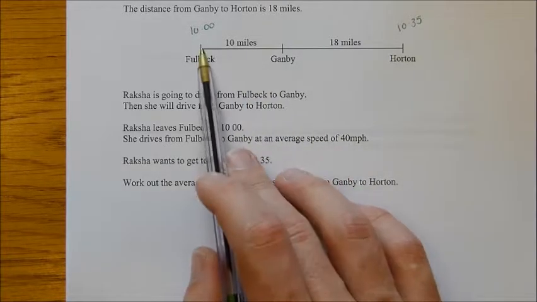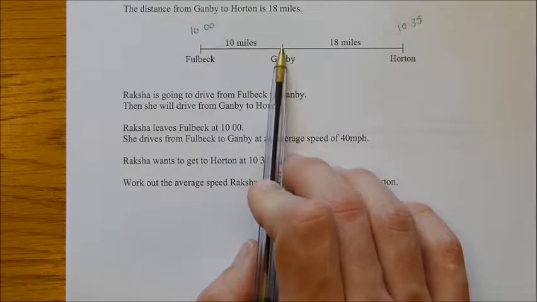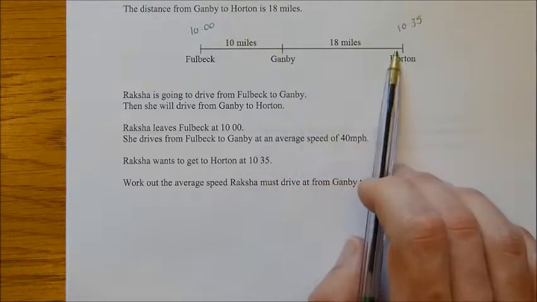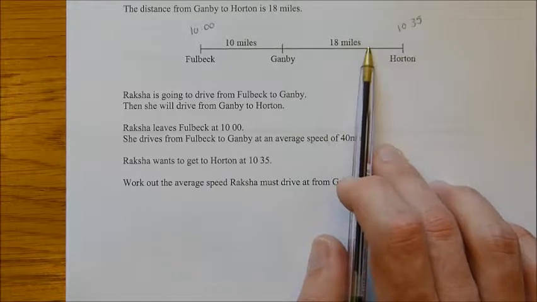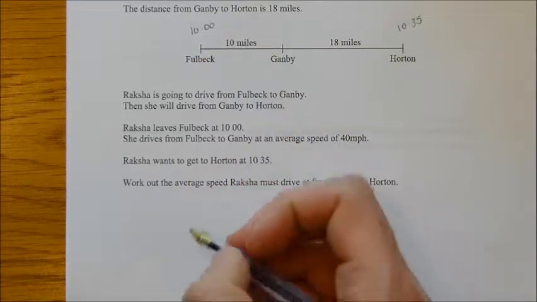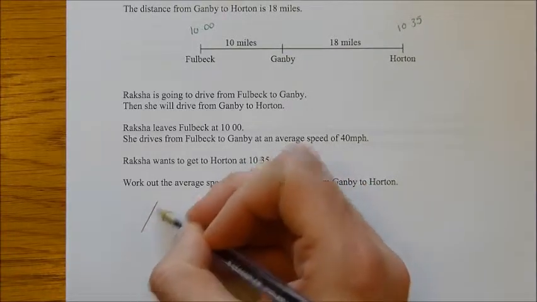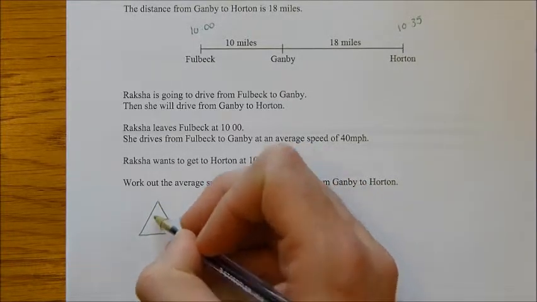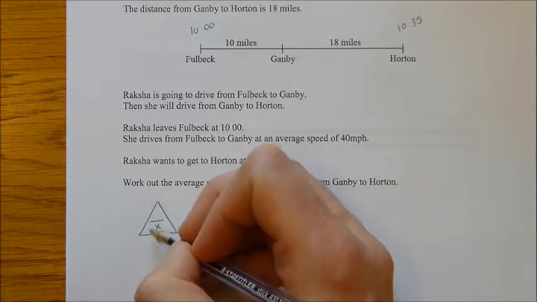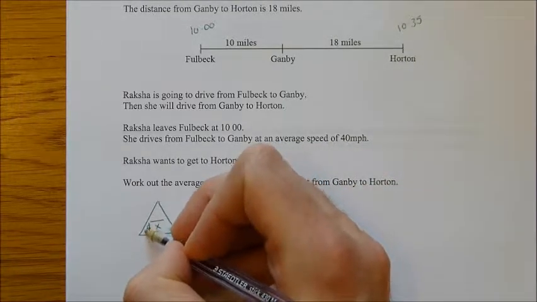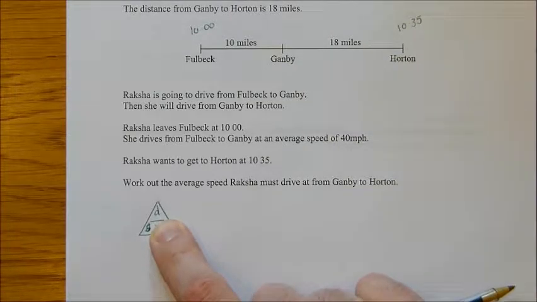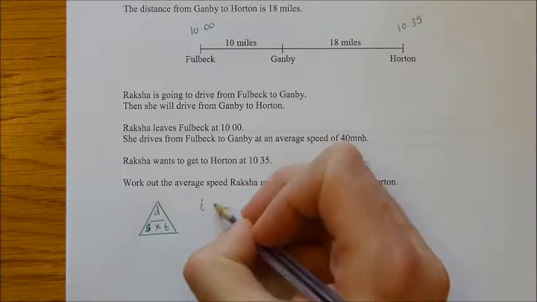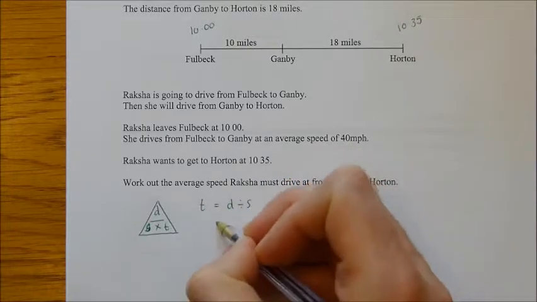Okay, so we're going to start by working out how long it's going to take her to get to Gamby. Then we'll know how long she's got left in order to get there to Horton on time, and we can use those two numbers to work out the speed. Okay, so to work out the time, let's just go to our speed, distance, time triangle. So we've got speed, distance and time. So in this first section it's time that we want to work out, so it's going to be distance divided by speed that we want to do. Time equals distance divided by speed.